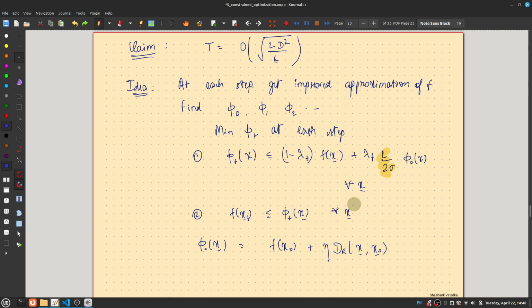So phi t of x is sandwiched above and below. From above, it's less than or equal to some convex combination of f of x and phi 0 of x, and it's bounded from below by f of xt. And note that lambda t is a sequence that tends to 0 as t tends to infinity. So as t becomes larger and larger, phi t of x is upper bounded by f of x for all x. So it's a strict lower bound for f of x everywhere. And it is also lower bounded by f of xt. Right.